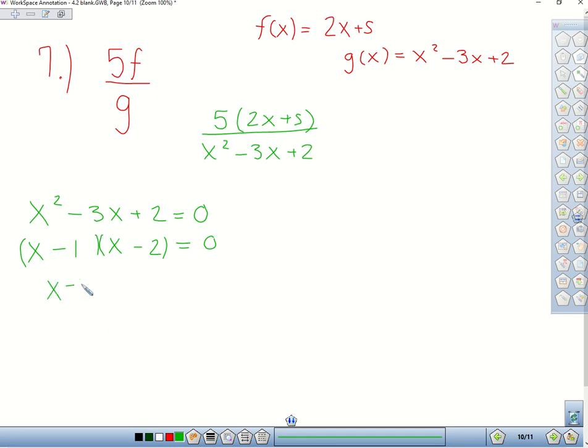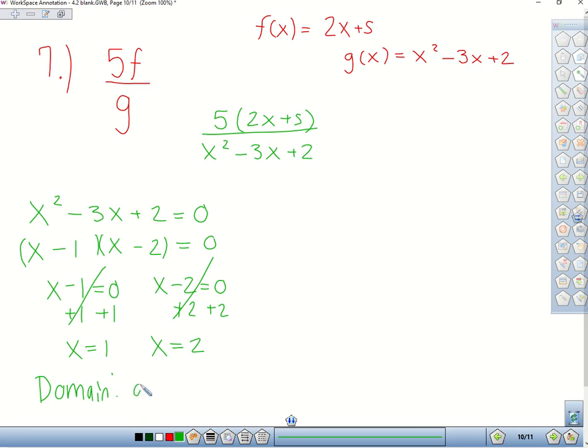So that means x minus 1 equals 0, and x minus 2 is equal to 0. I add 1 to both sides. I add 2 to both sides. And I get x equals 1 and x equals 2. So these are what we call our exclusions from the domain. So the domain is going to be all real numbers, except for when x is 1 and when x is 2.